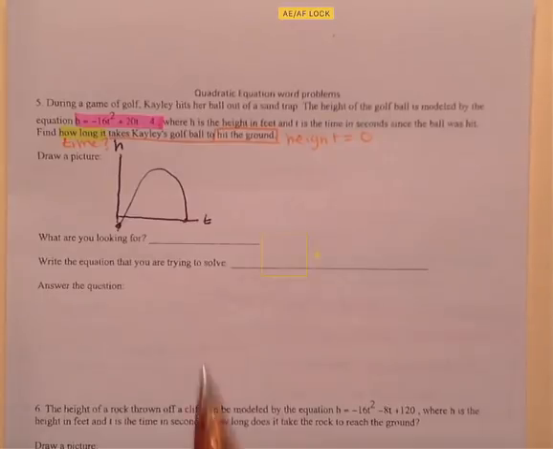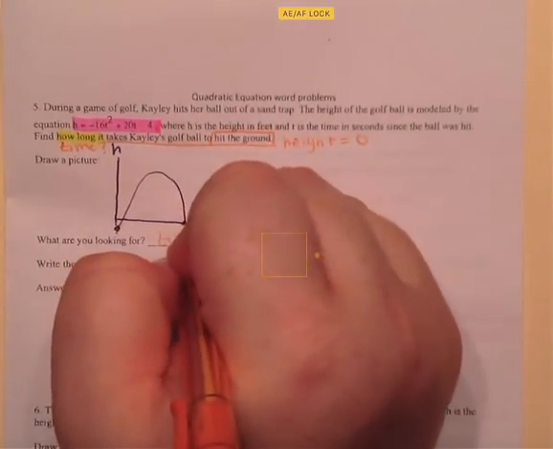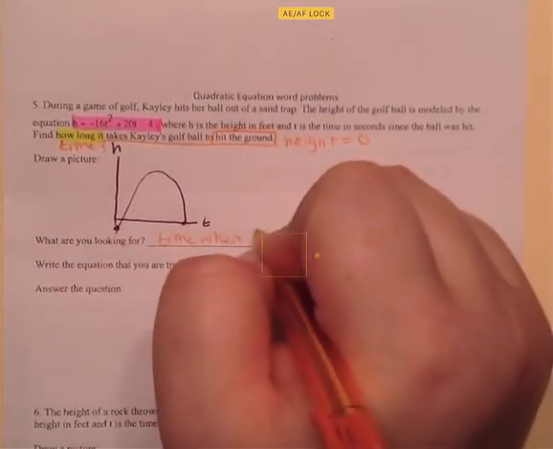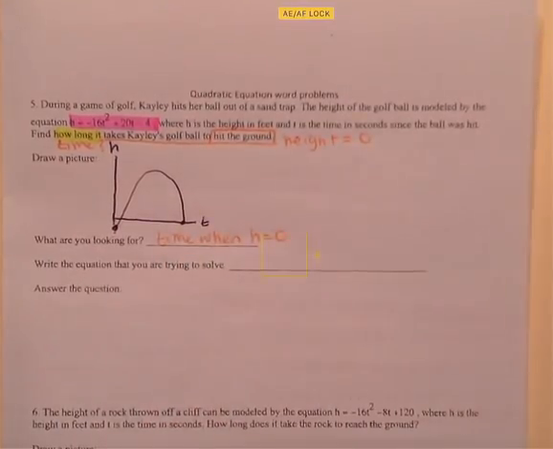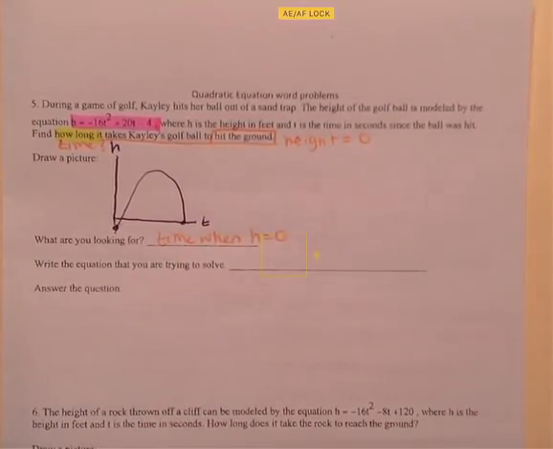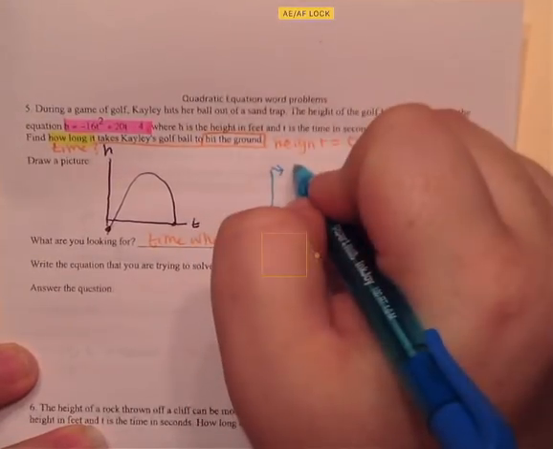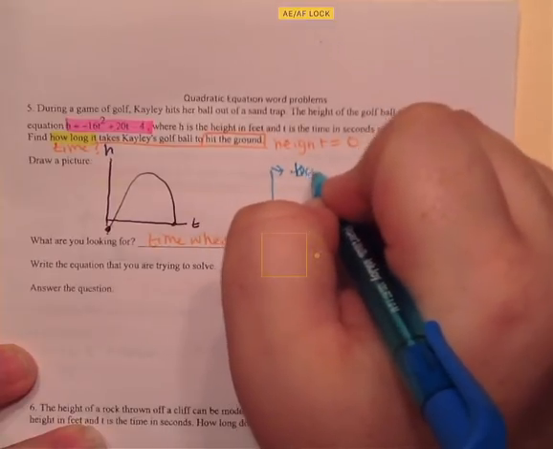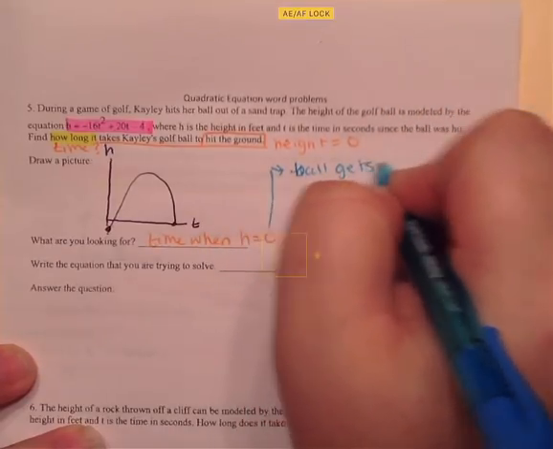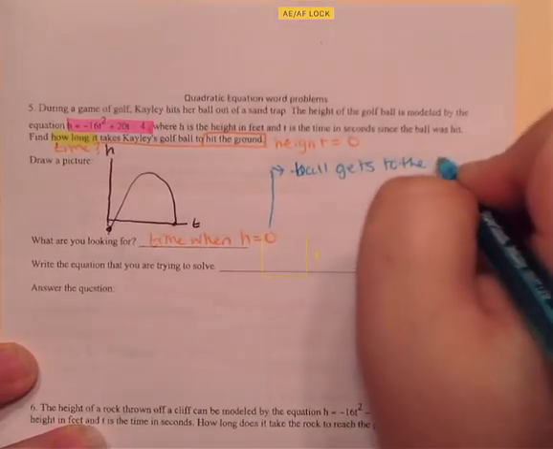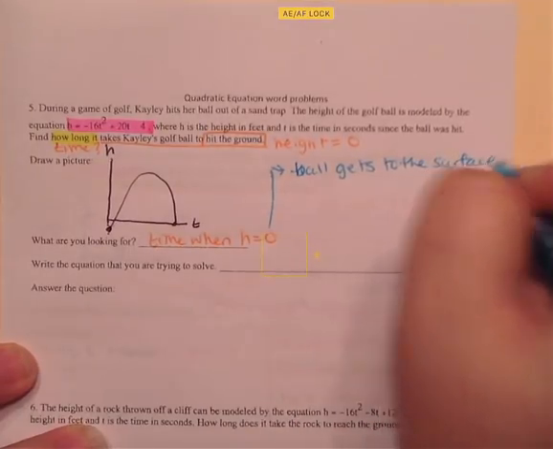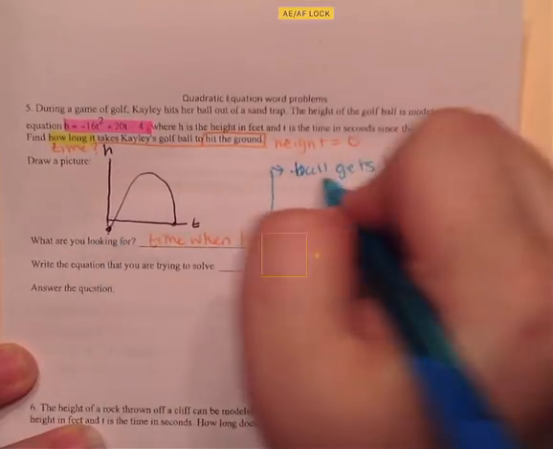So what are we looking for? We're looking for the time when H equals 0. Now the difference here is that the ball will actually get to the surface 2 times. This is what I was talking about just a second ago. Write a little note: the ball gets to the surface, hits the ground level 2 times.